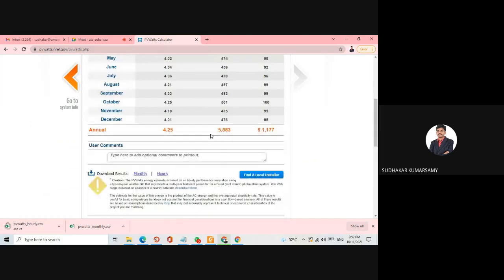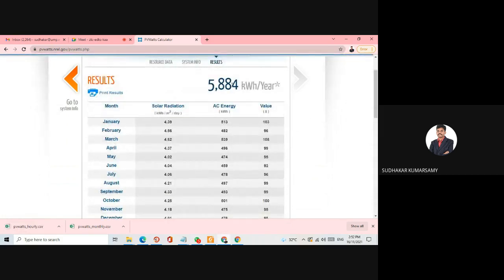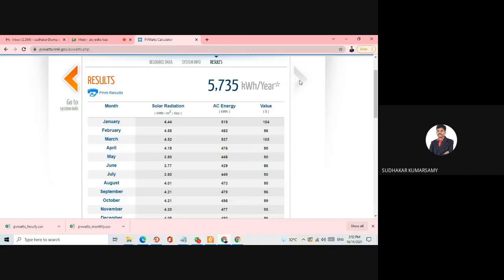So this is done for an angle of 10 degree. Let me try to increase the tilt angle, because we don't know the optimum one. I keep it 20 degree now. So previously for 10 degree, I get 5884. Now it has reduced to 5735. So 20 degree is getting less output.